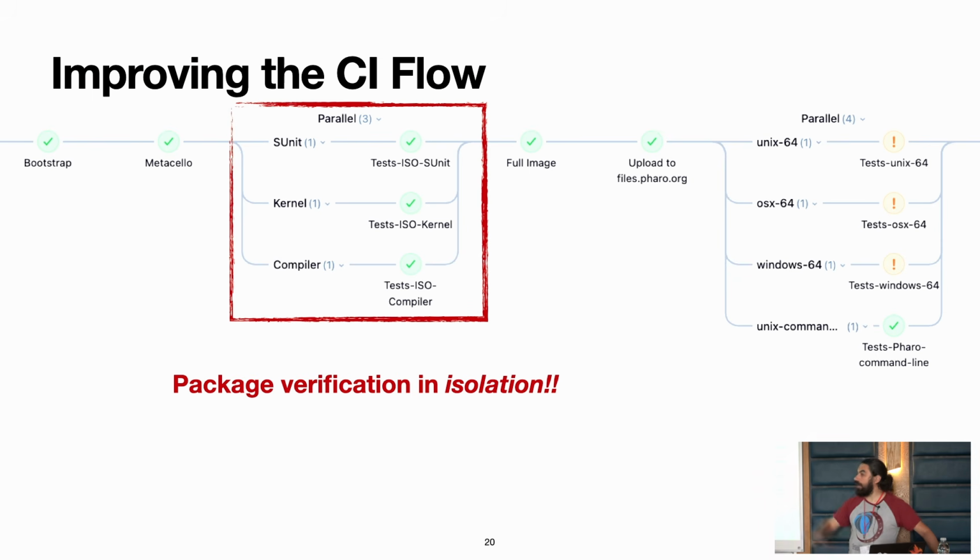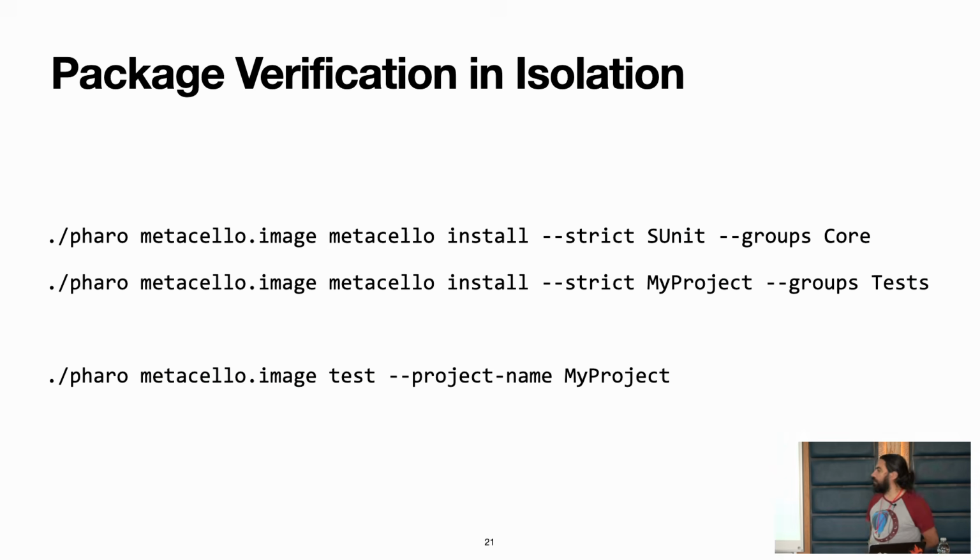So how does this work behind the scenes? It is just these three lines of code. We are calling Pharo and passing the Metacello image that I was telling you about. This is the bootstrap image plus Metacello. It has the compiler inside, of course. And then on top of that image, we are going to install two things.